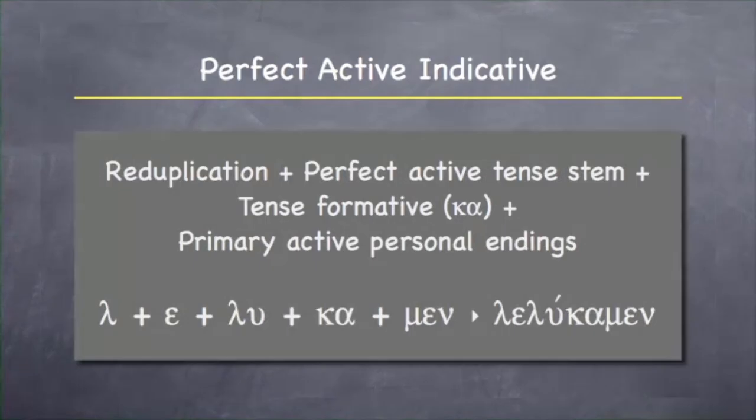And you get a form like leleukamin. Now, when you look at leleukamin, you see that initial lambda? Okay, that's the reduplicated consonant. In a nutshell, what reduplication is for a verb like luo is that it reduplicates, or doubles, that initial consonant and then separates it with an epsilon. So lu goes to lelu, and add the ka and then the personal ending, and you get leleukamin. Okay, so that's how you form the perfect active indicative.